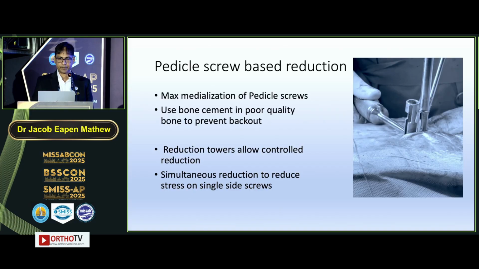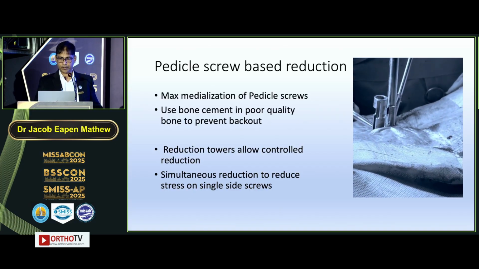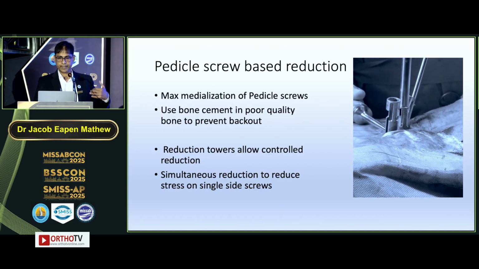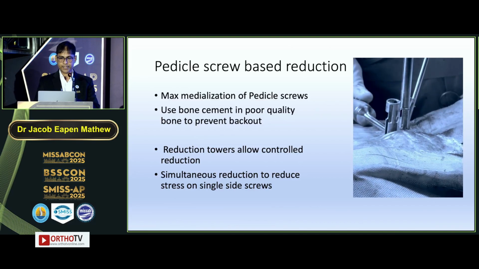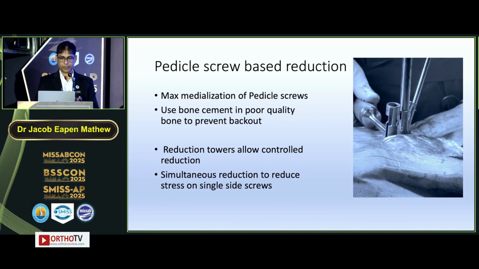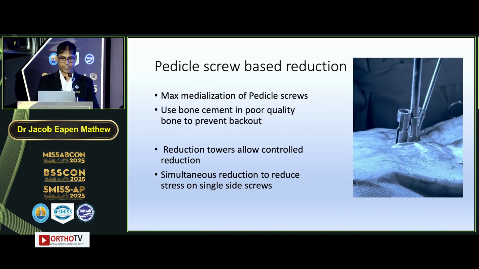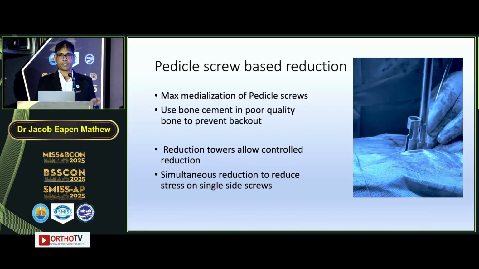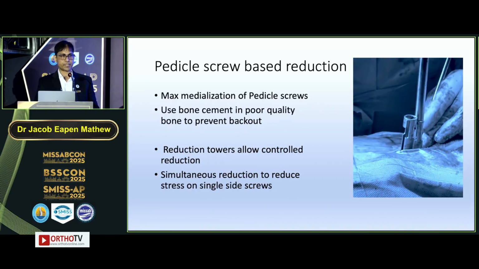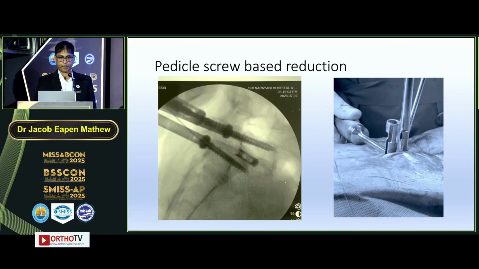Basically, first you lock the distal screw head, and then the proximal screw head is gradually tightened to bring the rod onto the screw. As you can see in this video, you do it simultaneously on both sides to reduce the stress on any single side.